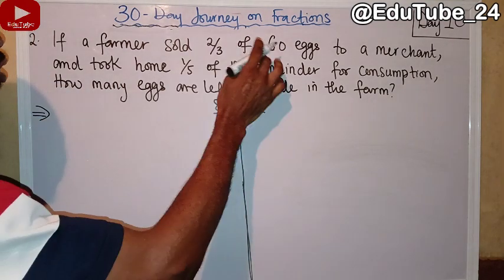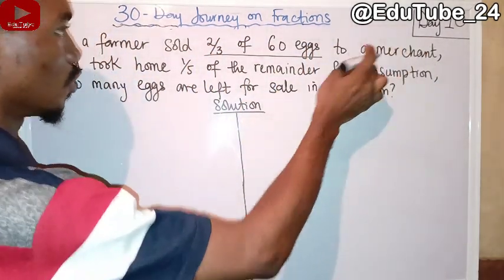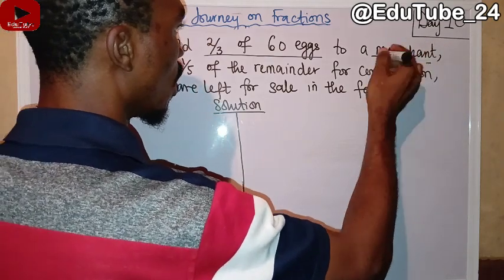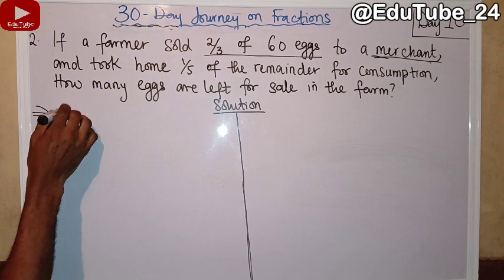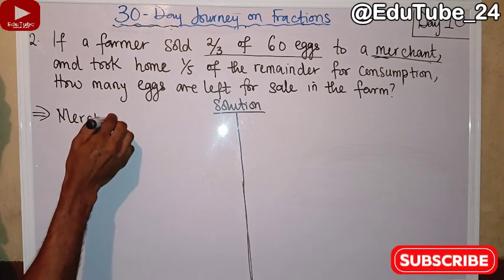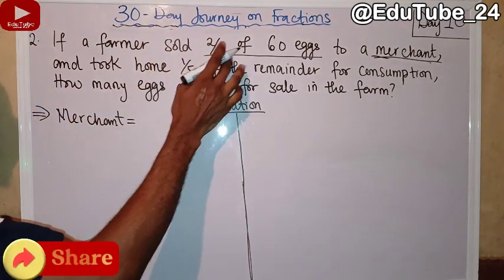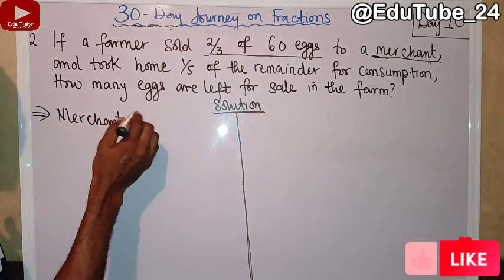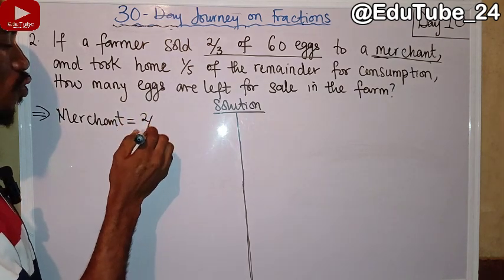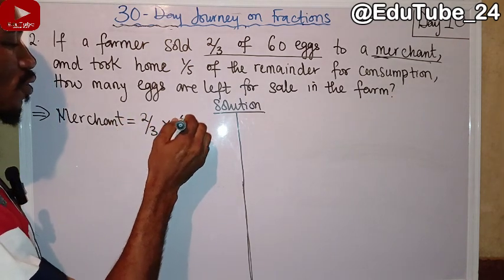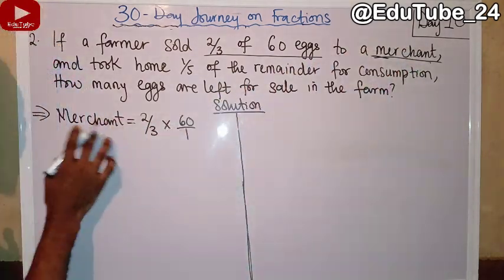If a farmer sold 2/3 of 60 eggs, I'm going to underline this part, 2/3 of 60 eggs to a merchant. I'm going to use this keyword merchant as my tag word. That means I'm using merchant as a word tag to calculate the 2/3 of 60 eggs that was sold. The number of eggs bought by the merchant is 2/3 of, which becomes times, 60 eggs. So this is the merchant.